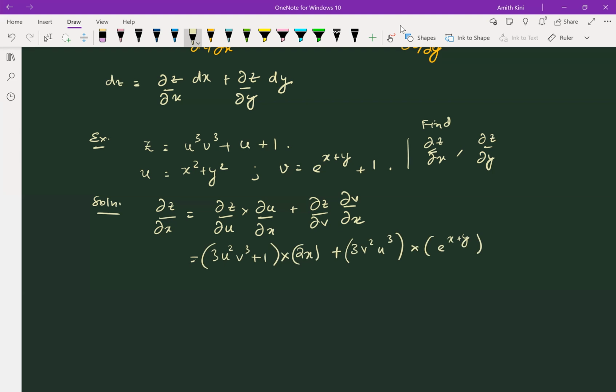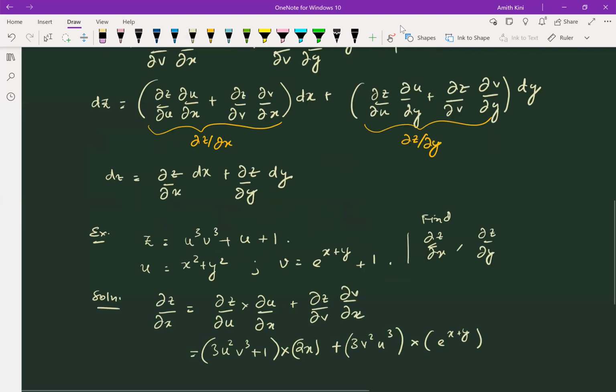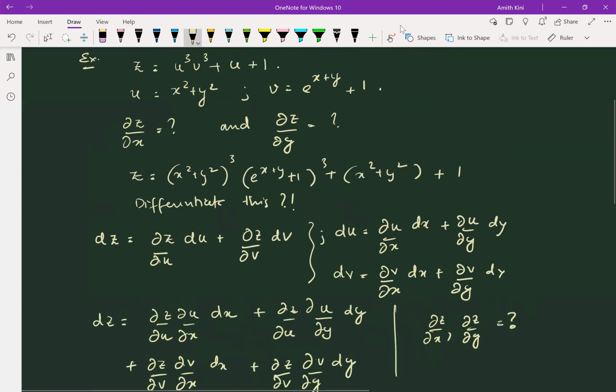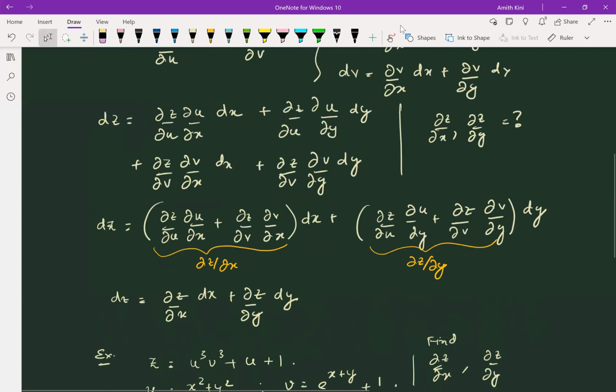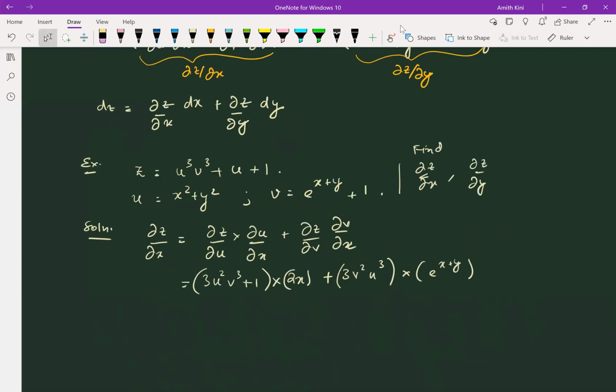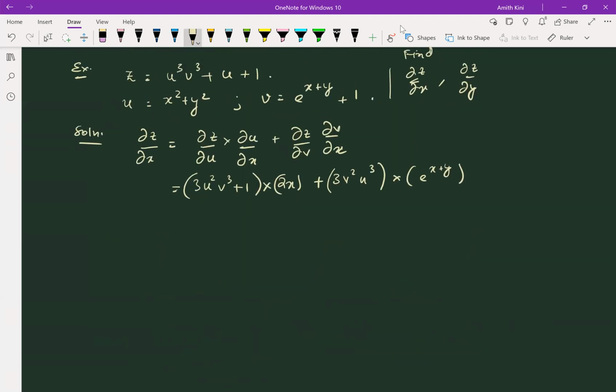Now, if you want, you could substitute u and v and you would get again an ugly thing, but the differentiation is done. Isn't this way easier than having to deal with this one? You see the advantage of this, right? Okay. So let's look at some more problems. Example 1.